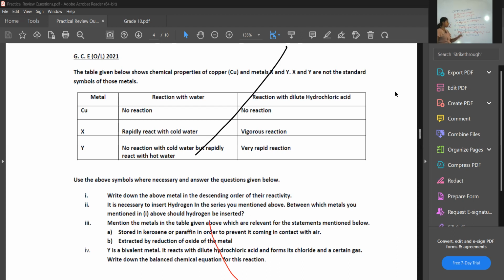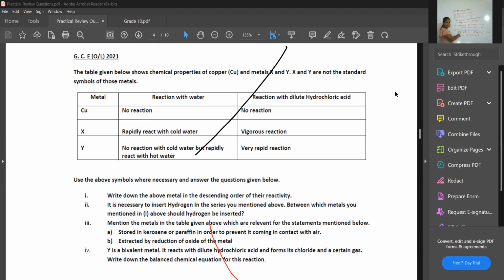And you have to remember, now you know the activity series, this happens according to the reactivity of metals. Now we know magnesium is more reactive than copper. So magnesium can displace copper, because magnesium is more reactive than copper.